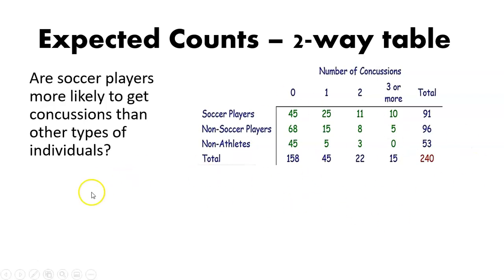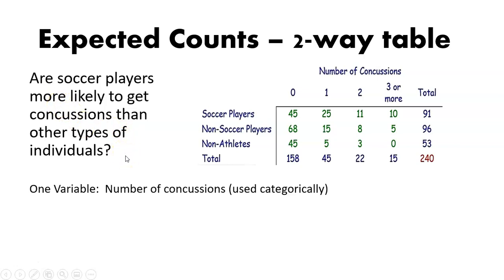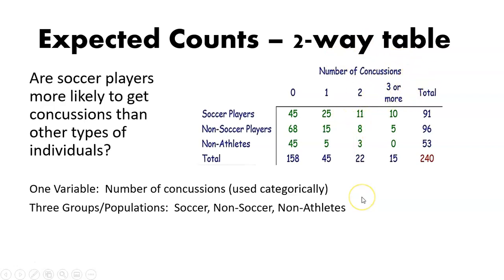So I have a two-way table over here, and I want to answer the question, are soccer players more likely to get concussions than other types of individuals? So this is one variable, it's the number of concussions, and even though that sounds like a discrete random variable here, we're going to be using it categorically. We've got 0, 1, 2, and then 3 or more here. We also have three actual populations. We've got soccer players, non-soccer players, and non-athletes, and we've sampled from each of those populations.